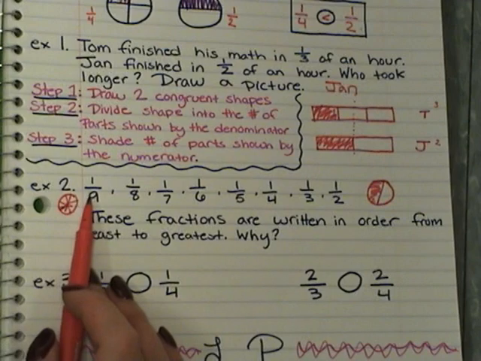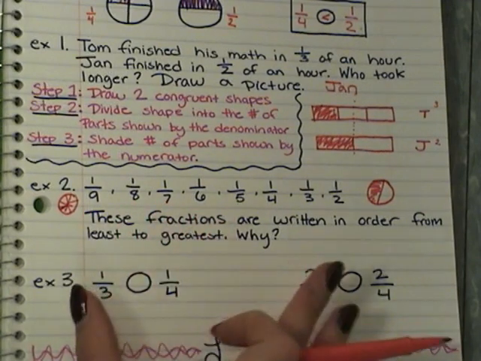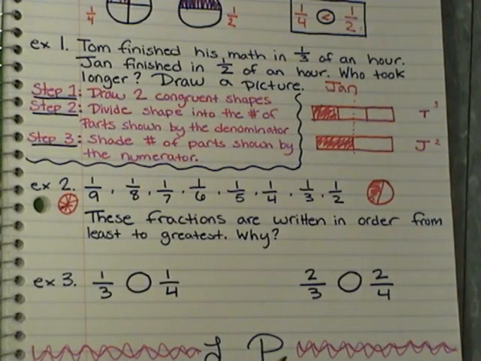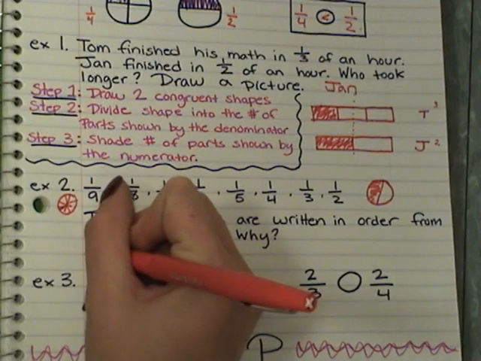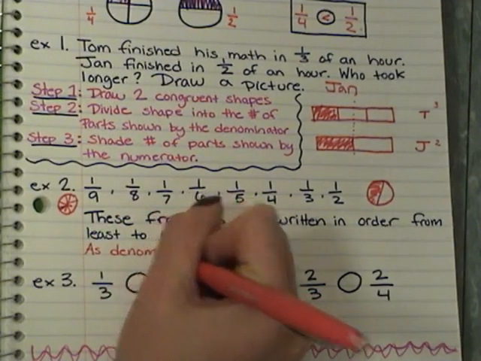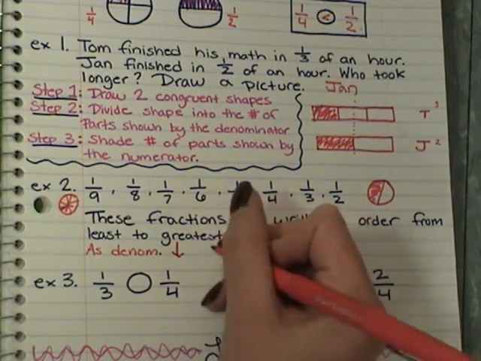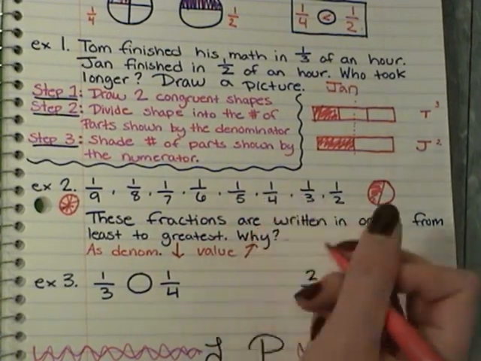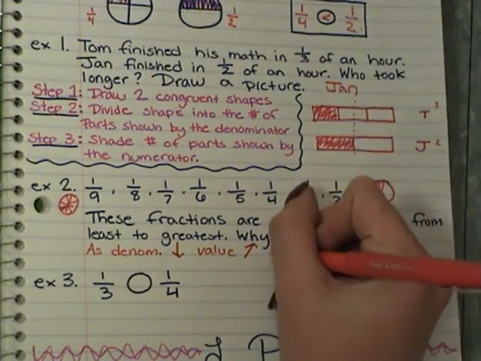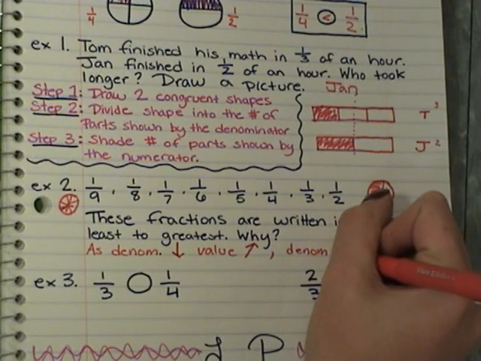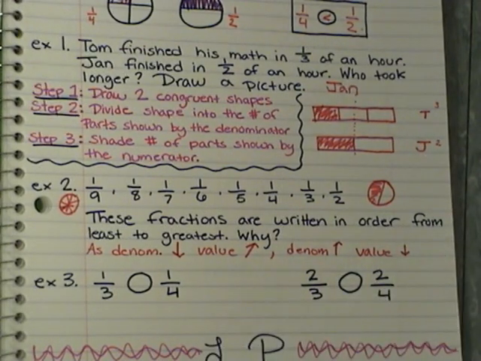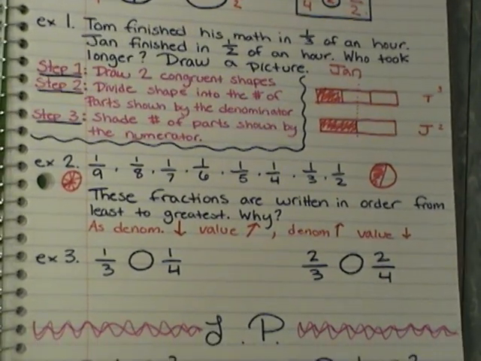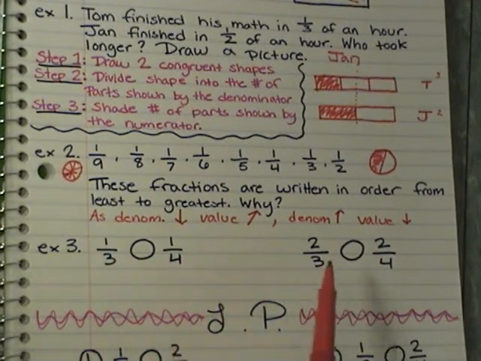So as you can see, as your denominator gets bigger, your pieces get smaller, because you're cutting the whole into more parts. So I would put my answer as: as the denominators decrease, the value increases, meaning it gets bigger. Or as the denominator increases, the value is smaller. So it's almost opposite.